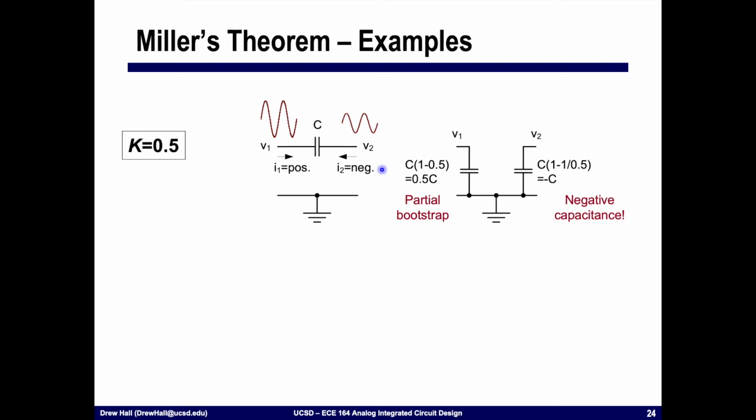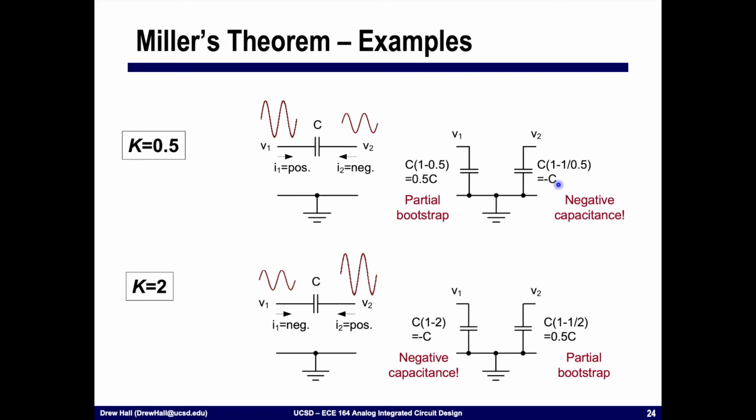Putting this together for the capacitance at the input, by virtue of the output wiggling, it effectively looks like a smaller capacitance. It looks like 1/2 C rather than the full capacitance. And at the output, I end up seeing the entire capacitance, C, and more importantly, it looks negative. This negative sign simply happens because the current is flowing in the opposite direction.